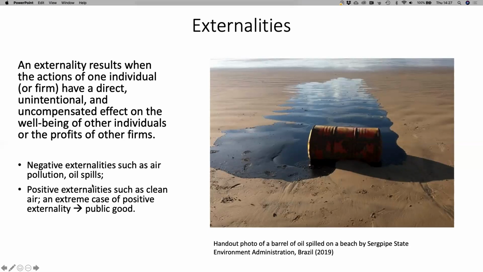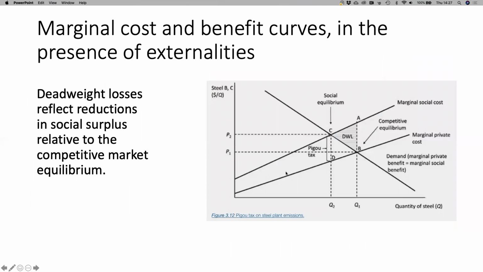An externality can be both negative or positive. A positive externality is when you have clean air, or something you're doing, even though you're not valuing it, has a positive effect on the well-being of other individuals, right? And so how do you represent this in economic terms? It's the difference between a private and a social value, either cost or benefit. So marginal cost and benefits in the presence of externalities.